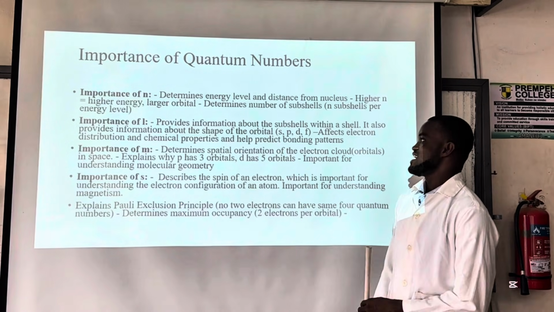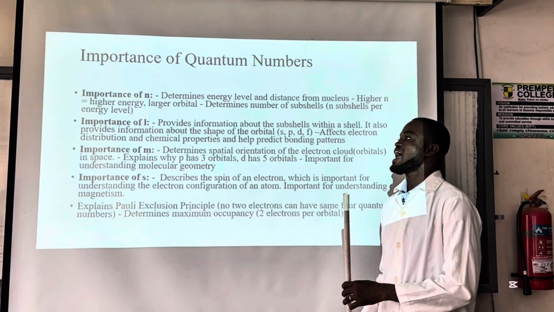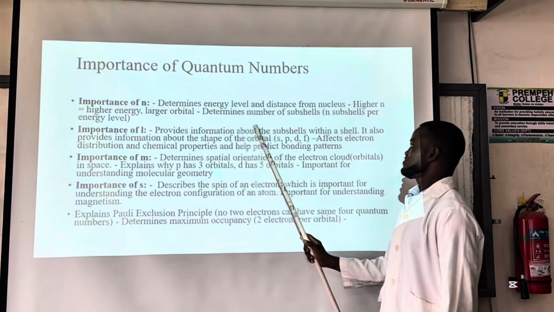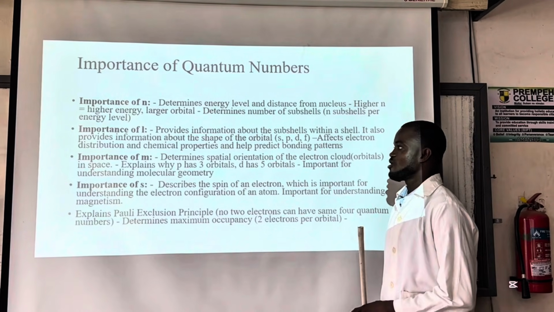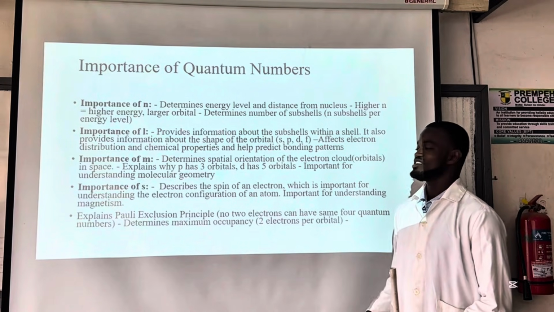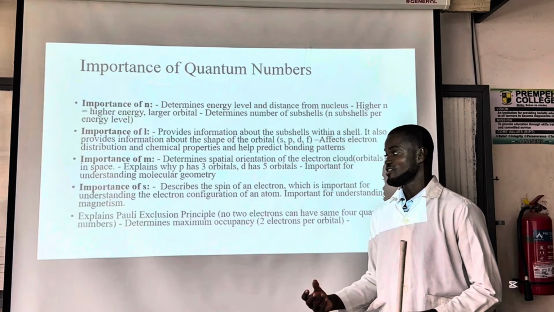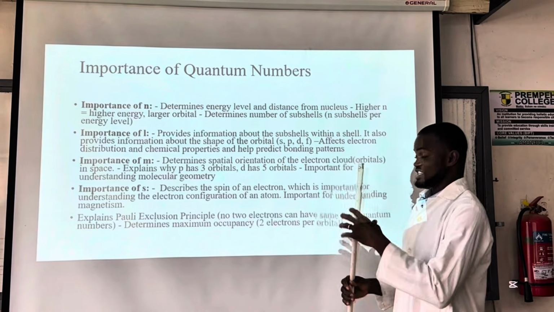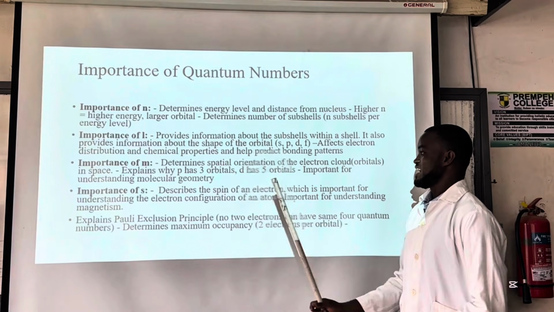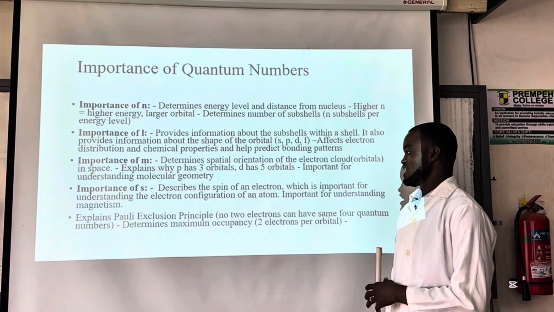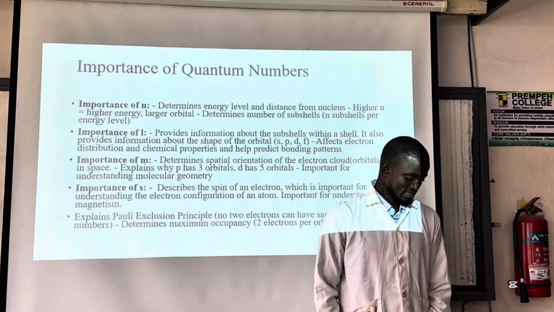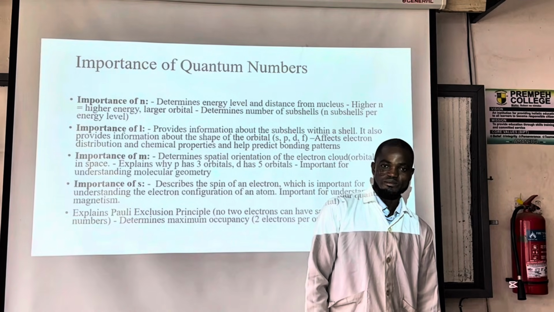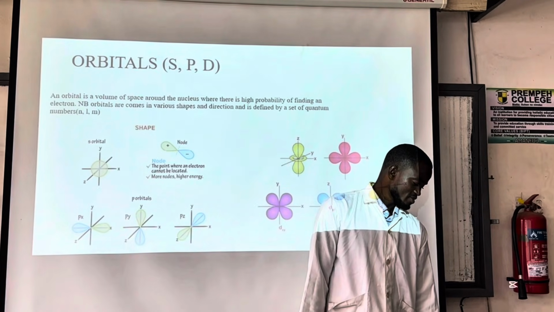Importance of quantum numbers. The importance of quantum numbers are: they describe the energy of an electron, they describe the possible subshells or possible orientations of an electron. It also helps to describe the shape of an electron, and it also helps to describe the spin of an electron. These are the importance of quantum numbers, just as we did.